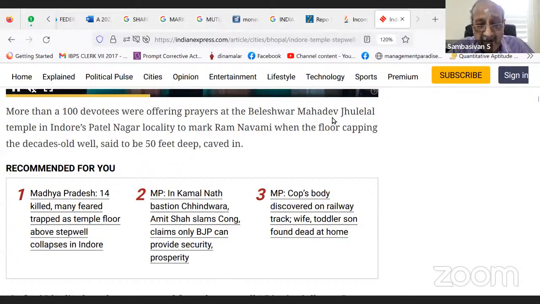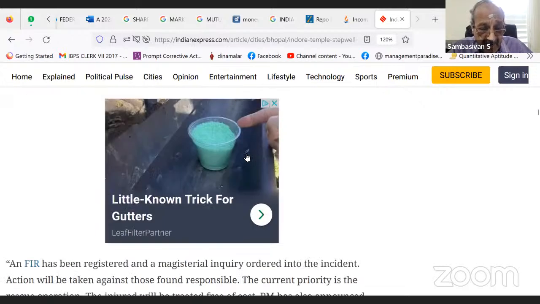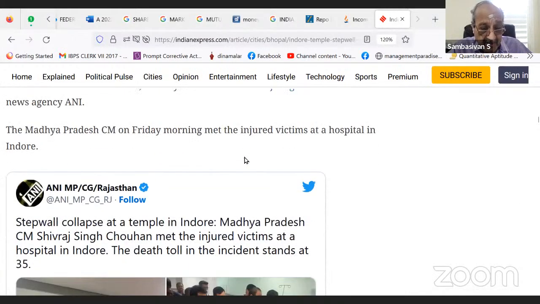Mahadev means Shivji, but I think they worship for Ram Navami also. It seems there is a 50 feet deep well. That well has caved in.